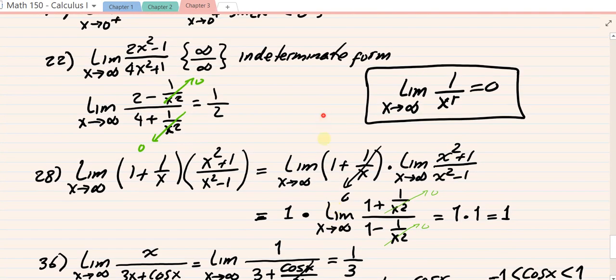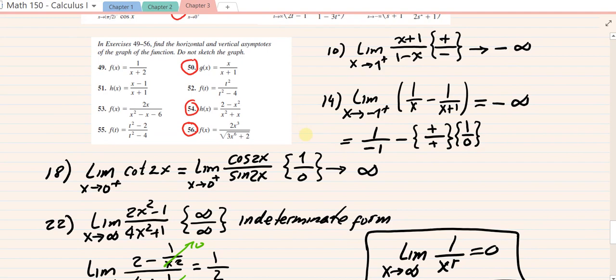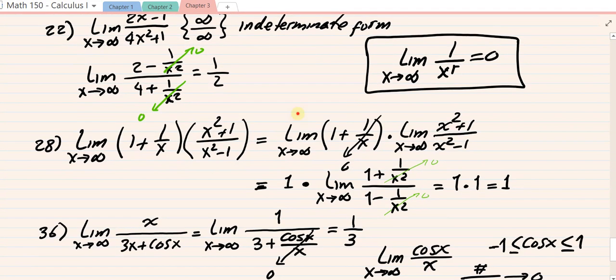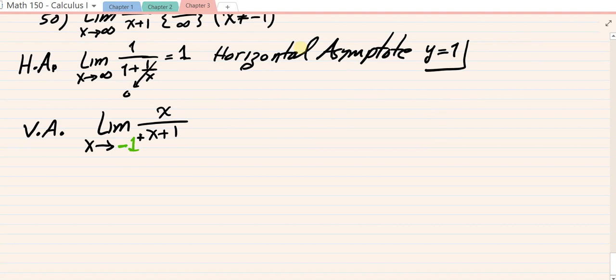Let me read exercise number 50 again. Yes, horizontal and vertical asymptote. So coming from the right, the values are going to be like negative 0.9, negative 0.99, like that. So the denominator is going to be positive. The numerator is going to be negative. And that means this limit approaches negative infinity. So we do have a vertical asymptote.